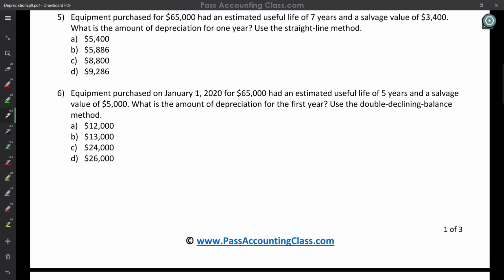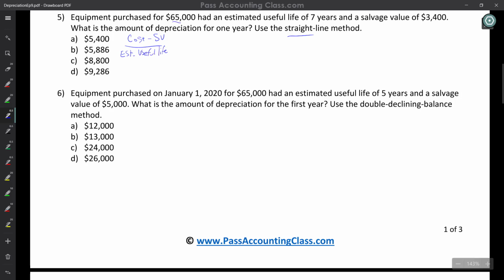So for question 5, it says, equipment purchased for $65,000 had an estimated useful life of 7 years and a salvage value of $3,400. What is the amount of depreciation for 1 year? Use the straight line method. $5,400, $5,886, $8,800, or $9,286. So we're using the straight line method. So that's going to be our cost less the salvage value, and that's going to be divided by the estimated useful life.